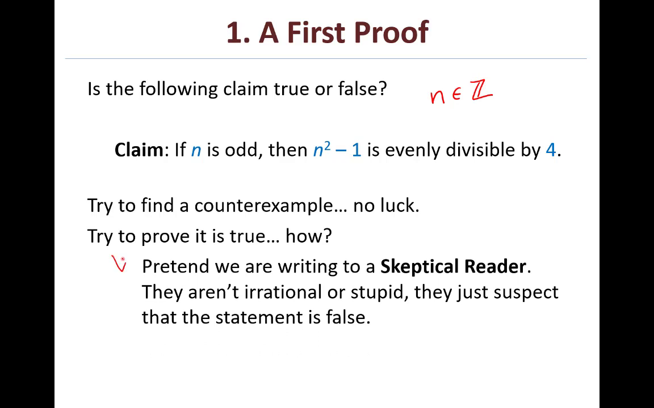So here's our idea. Pretend that we are writing to a skeptical reader. This skeptical reader isn't irrational or stupid. They just suspect that the statement is false. You are writing a letter to a skeptical reader, to a person who you need to convince that this claim is true. 3 steps to writing a proof.